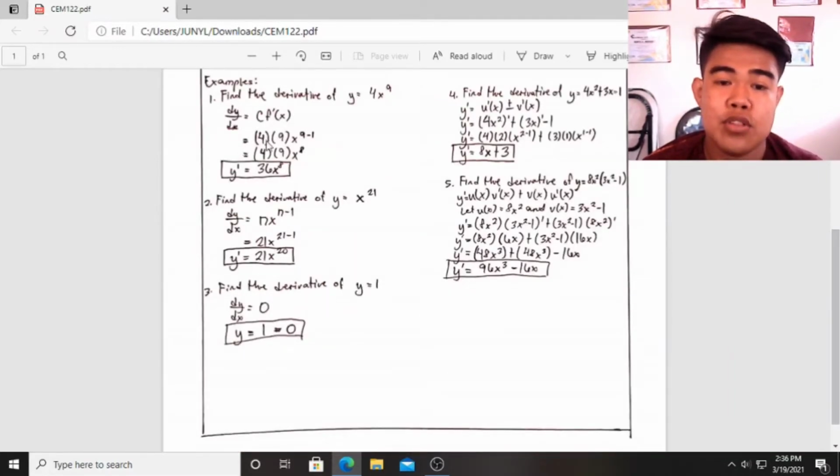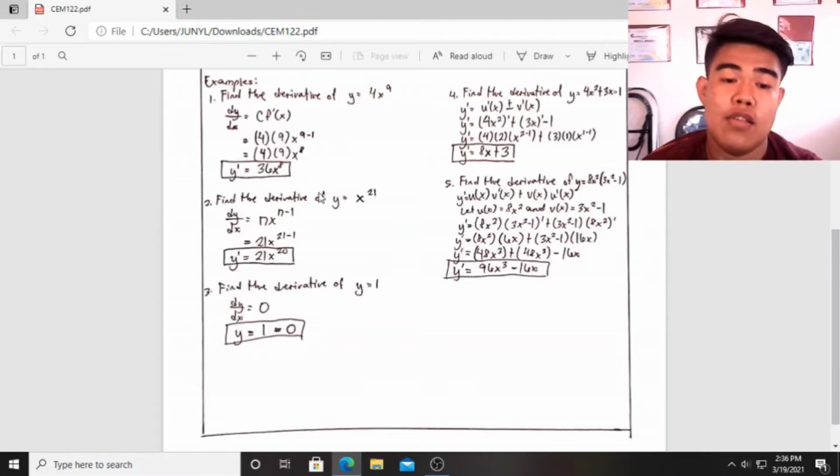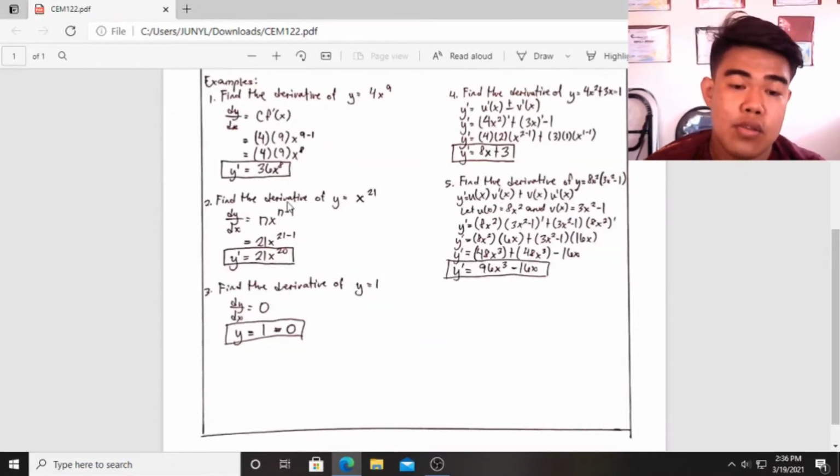So I substitute it. So c is 4, then f is 9, then x is raised to 9 minus 1. Then 9 minus 1 is 8, then 4 times 9 is 36. So the derivative of y equals 4x raised to 9 is y prime equals 36x raised to 8.